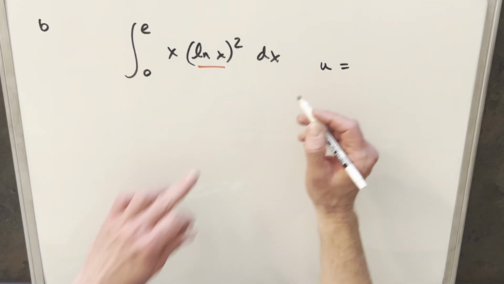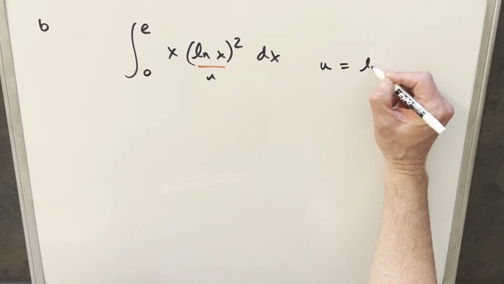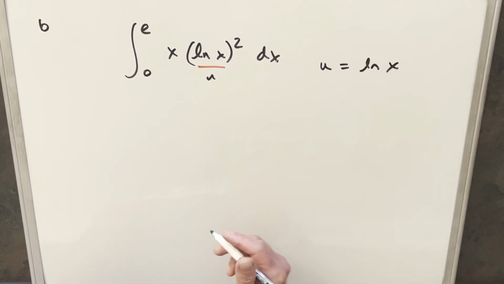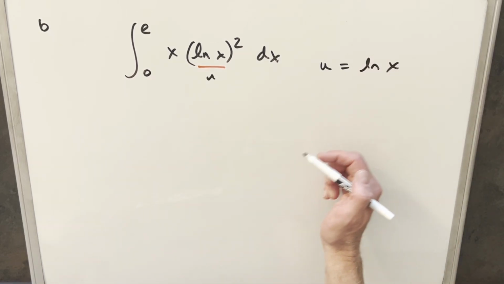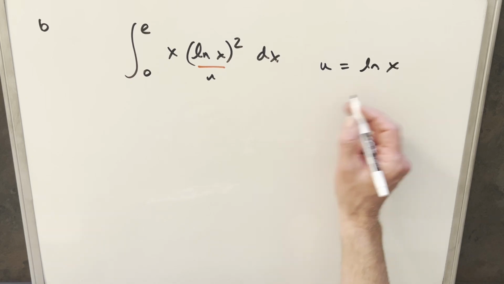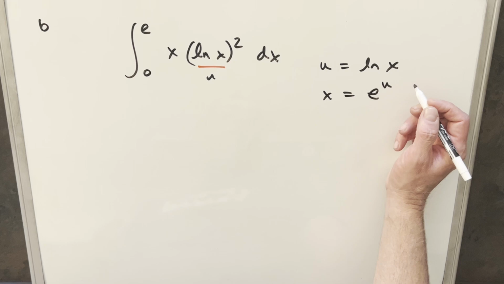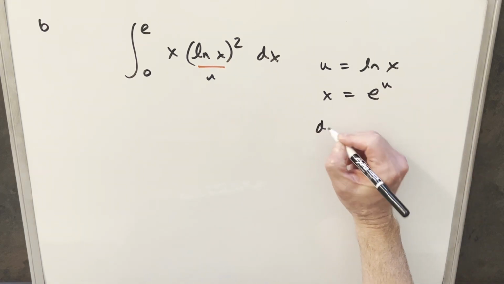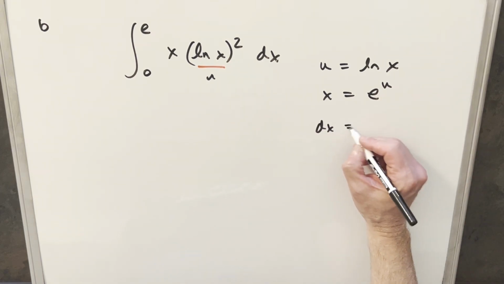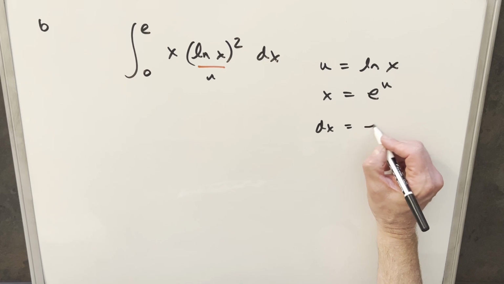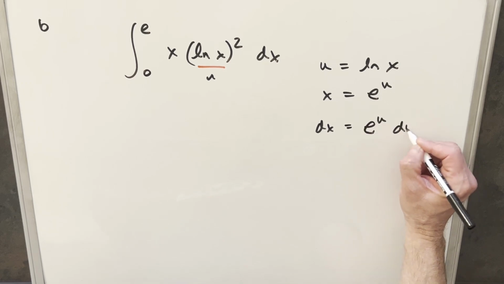So for my u, we'll say u equal to ln x. I want to isolate x before taking the derivative. So I can just rearrange this and get x equal to e to the u. Then we can take our derivative here. We'll get dx on the left, and the derivative of e^u is just e^u du.